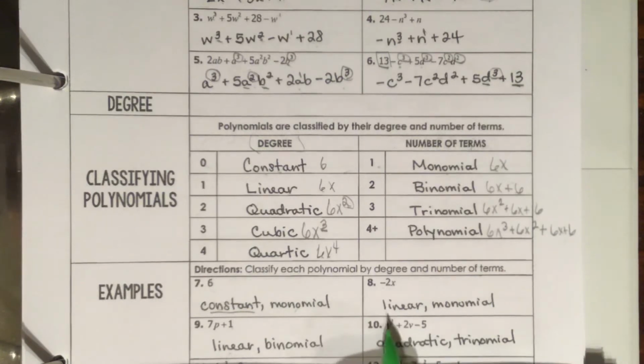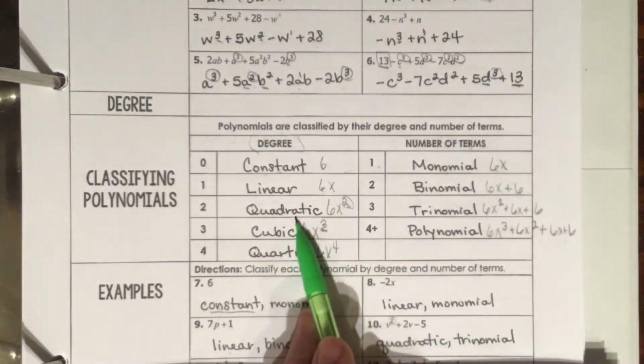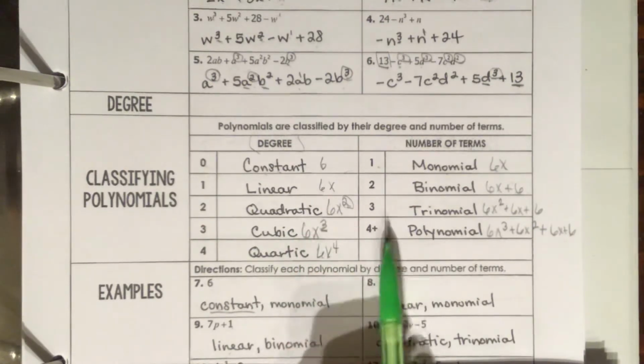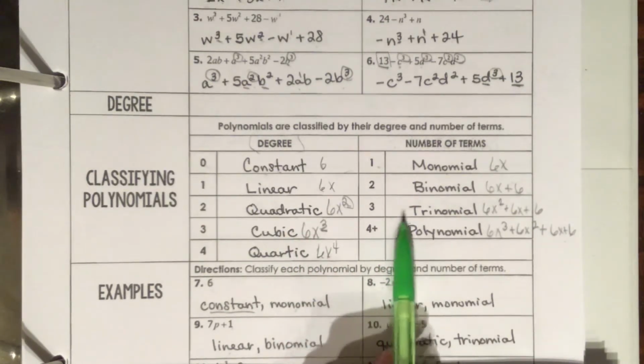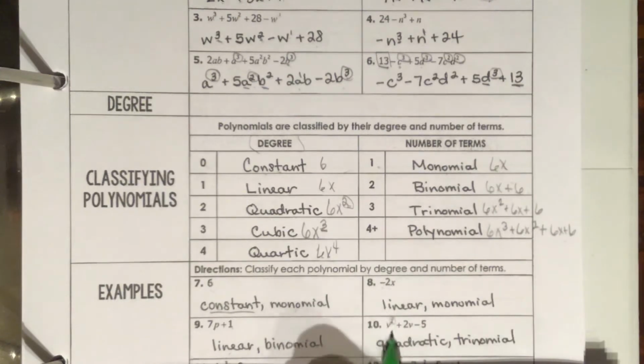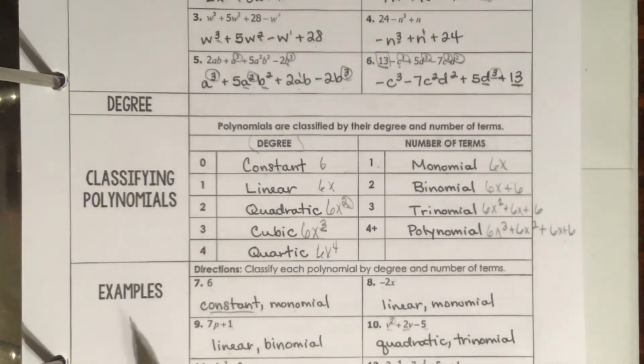This one, you have a square, so it's going to be a quadratic. And you're going to have 3 terms. 1, 2, 3. It's a trinomial. Number 11.